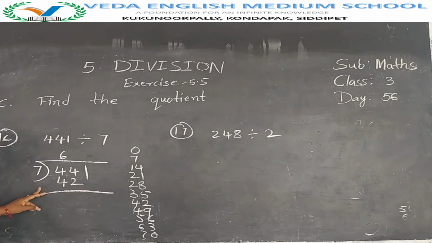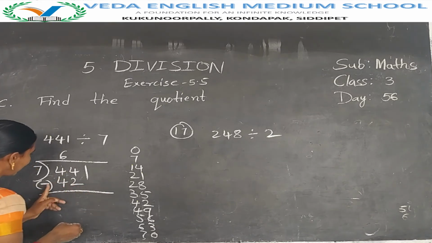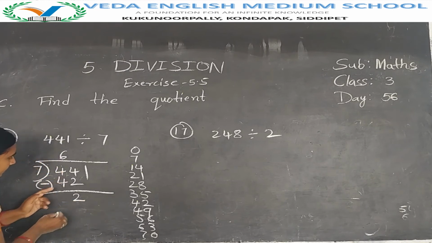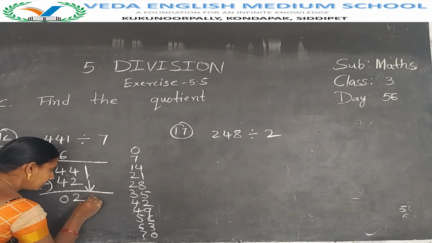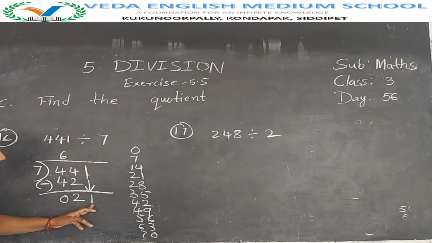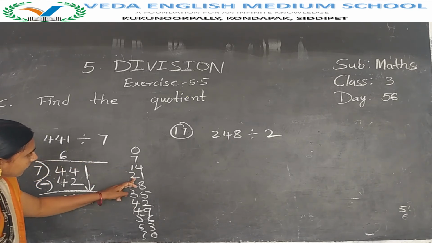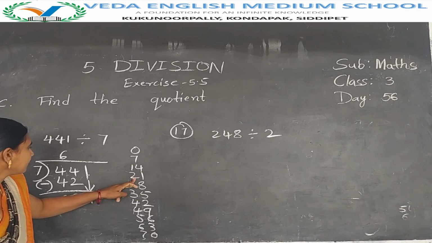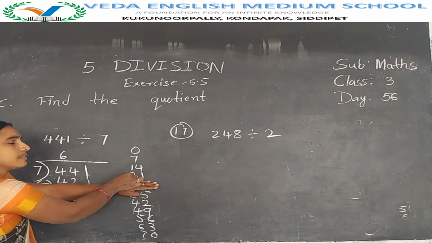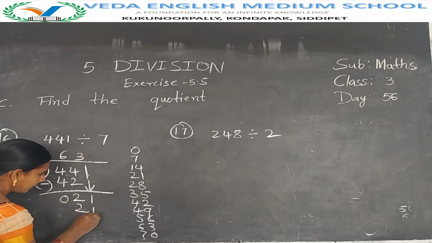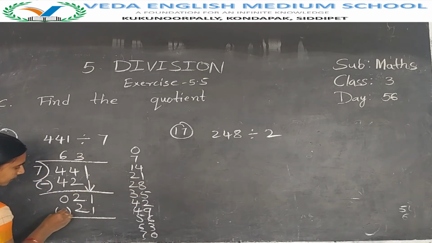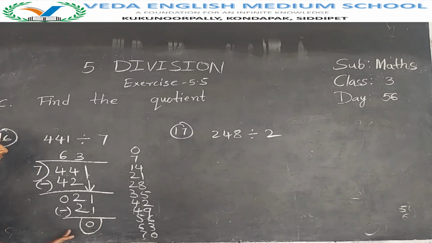Okay children, now let's do the subtraction. 4 minus 2 is 2. 4 minus 4 is 0. Next, what is the next digit? 1. Bring down 1. 21. Find 21 in this table. How many times 7 is 21? 3 times 7 is 21. So here 7 3s are 21. Now do the subtraction. 21 minus 21 is 0.